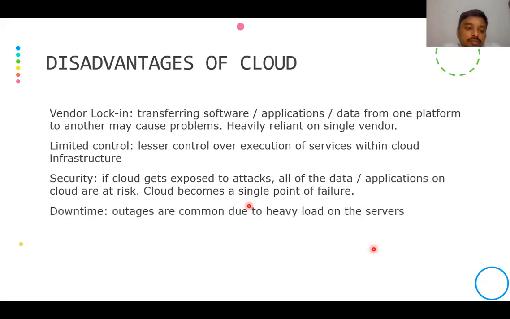Now, downtime. If a lot of users, a lot of companies decide to use cloud computing in one particular region, to a very large extent, there will be outages that are common, and that means you will lose access to some of the infrastructure that you've procured for some time. So these are some of the disadvantages.